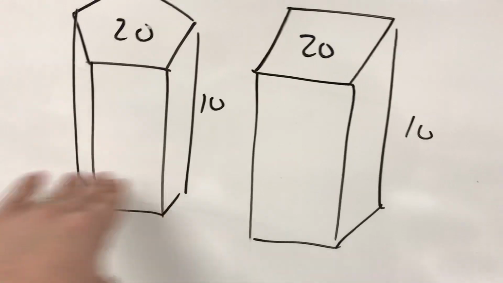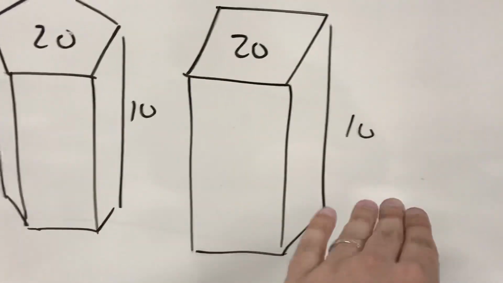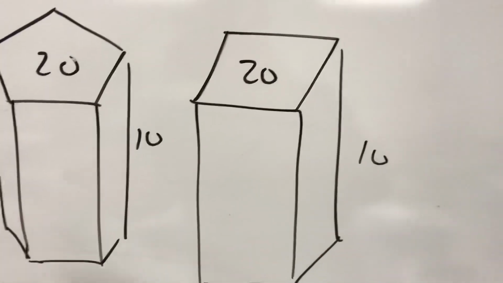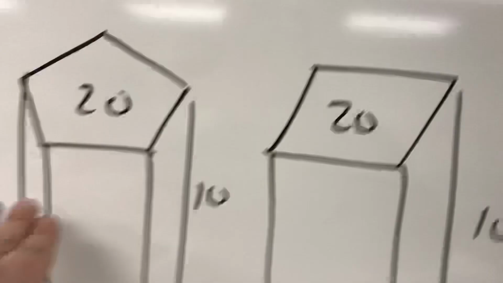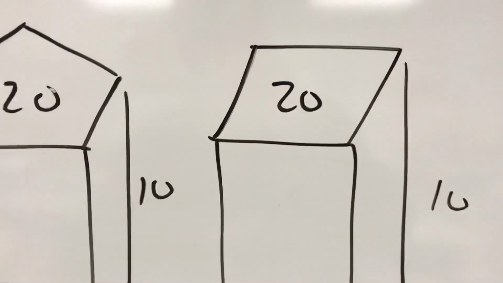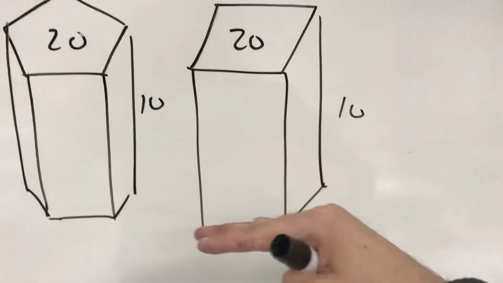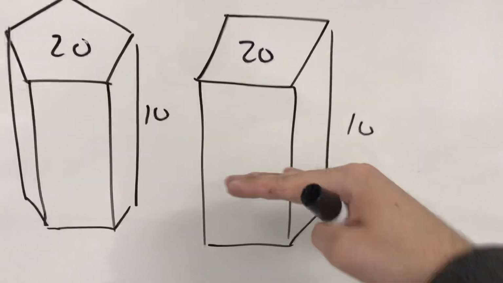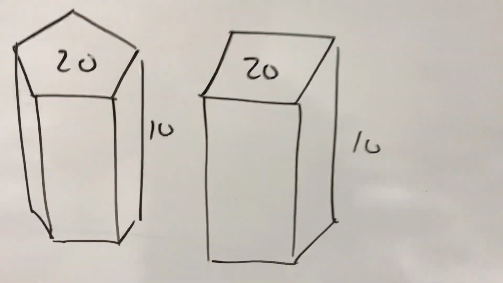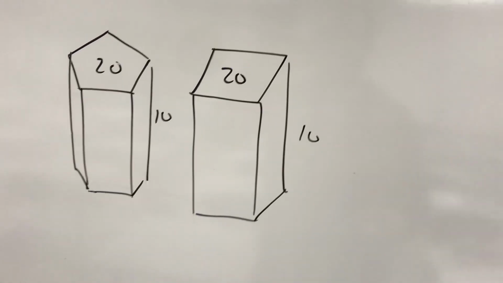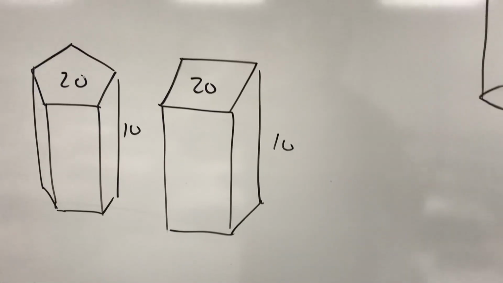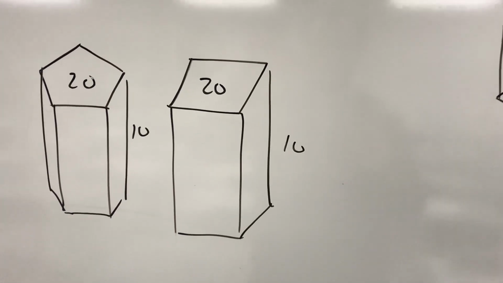If I did a cross section 1 unit up, and compared it to a cross section 1 unit up, those areas would both be 20. If I did a cross section here and a cross section there, those cross sections would both be 20. Anyway, the point is the cross sectional areas starting at the bottom all the way up to the top will be the same. And again, this implies that they have the same height, because you can't compare cross sections across two shapes if they're not the same height.